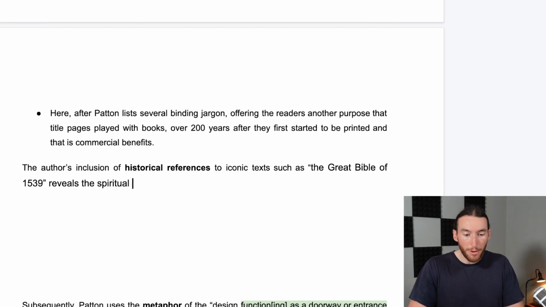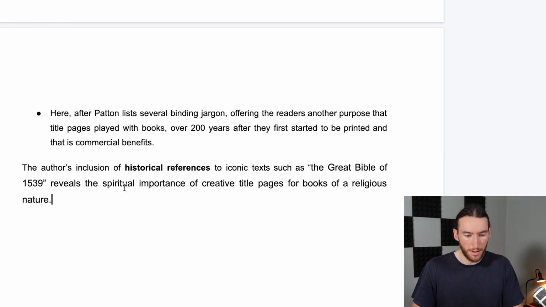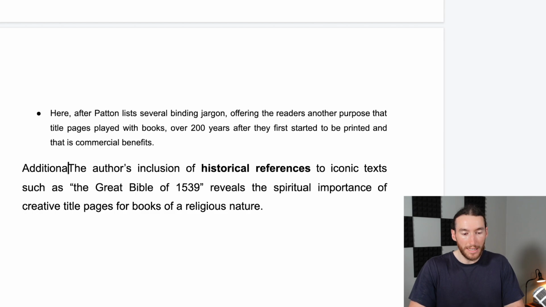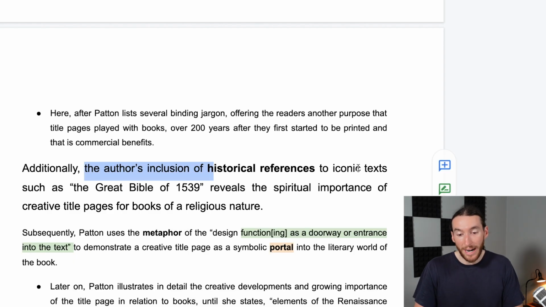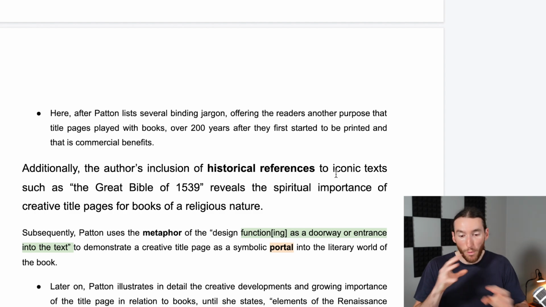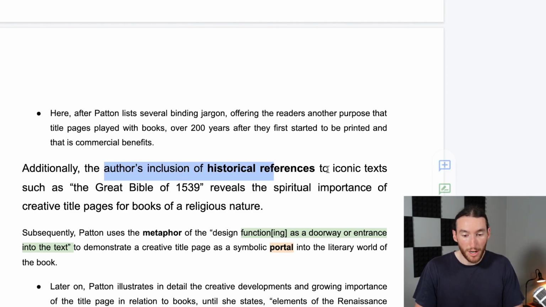That will help you say something specific in the effect. Reveals the spiritual importance of creative title pages for books of a religious nature. Okay, so this might be an additionally that we chuck in before our last point. So that would probably be my 3rd piece of evidence in this answer. Notice how I went straight into the technique, the author's inclusion of historical references, no riffraff, don't waste words, just say exactly what's going on. There's the technique, there's my short quote, there's my verb reveals, straight into it now.